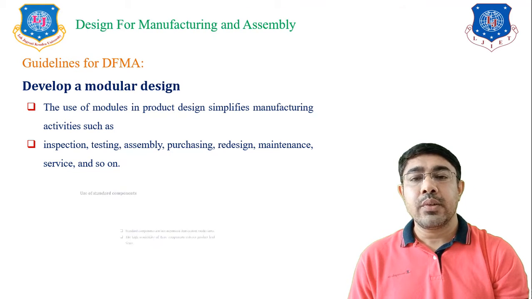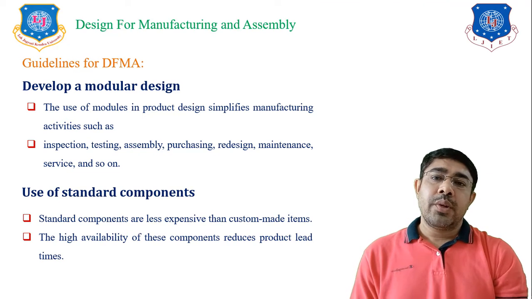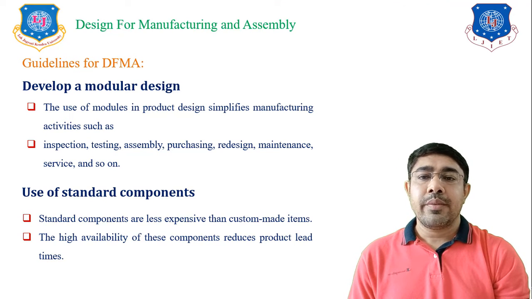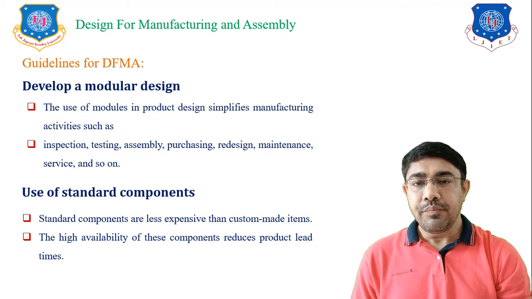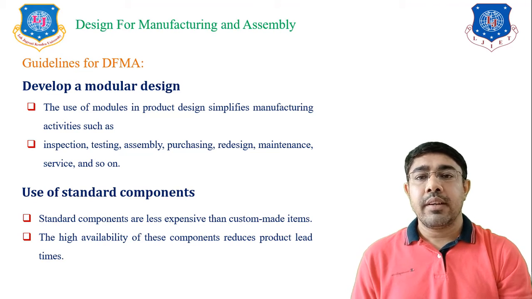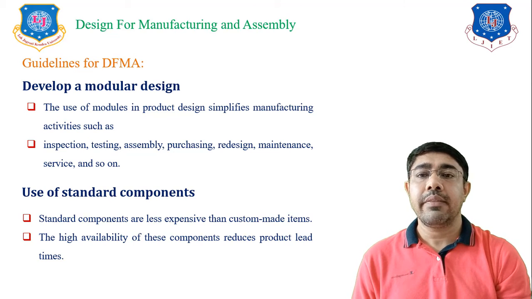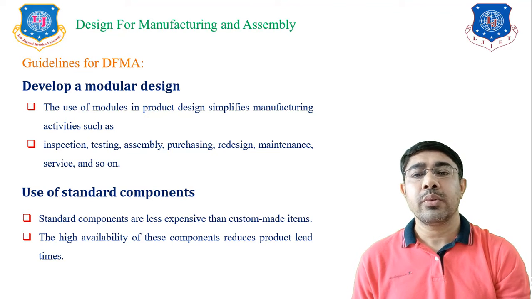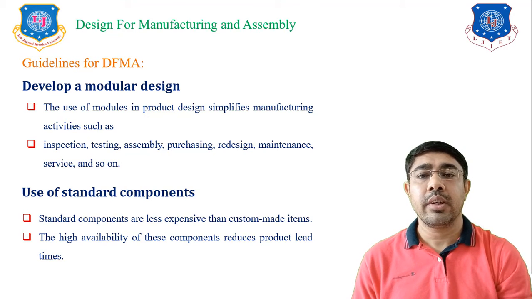Next is the use of standard components. As we saw in the manufacturing cost, the first element is the element cost, and there are two types of element. First is the standard component, and second is the custom component. So in our design we have to use standard components, so we can easily use them in our product. A standard component is easily available in the market, and if we use a custom component in our product design, then we have to manufacture it in our own workshop.